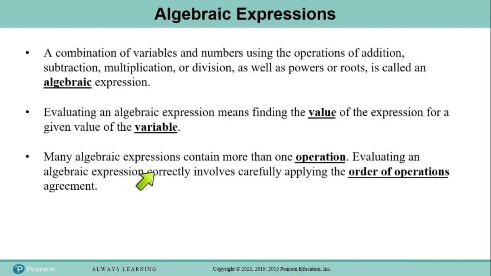So most algebraic expressions do contain more than one operation, so they might involve addition and multiplication, or multiplication, subtraction, and division. So there'll be more than one type of operation involved. And therefore, evaluating an algebraic expression correctly means carefully applying the order of operations agreement. So we are about to review that and just remember how that works. I'm sure that you've seen it before.